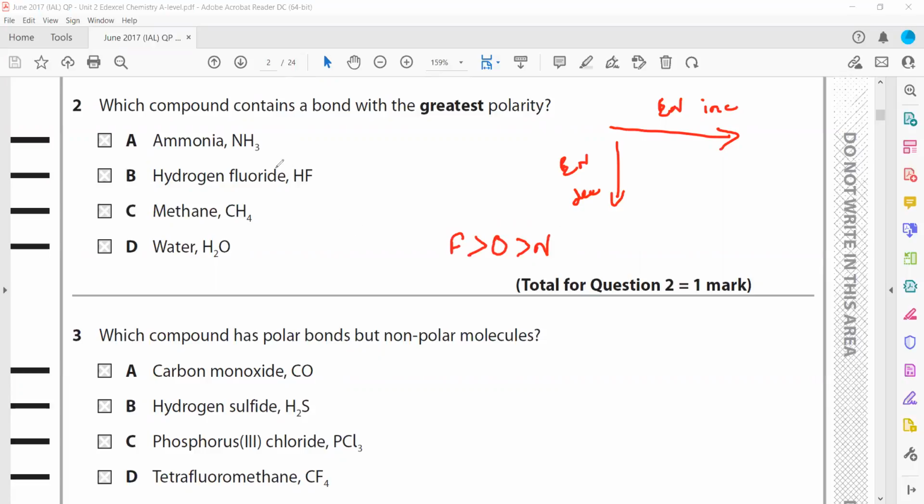So which is the most polar? Carbon and hydrogen have similar electronegativity, so their bond is non-polar. These three are polar bonds, but which one has the greatest polarity? The one with the greater electronegativity. Fluorine is the most electronegative element, so the hydrogen fluoride bond will have the greatest polarity. When hydrogen forms a bond with fluorine, there will be a partial positive charge on hydrogen and a greater charge on fluorine compared to hydrogen bonded with nitrogen or oxygen.